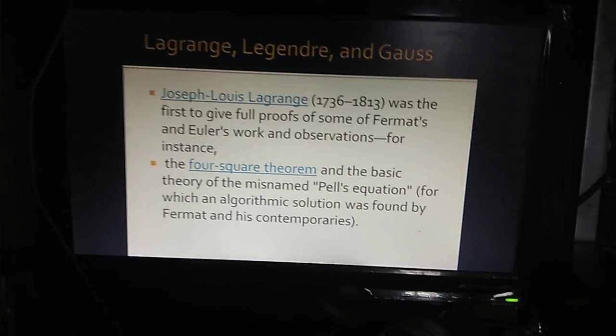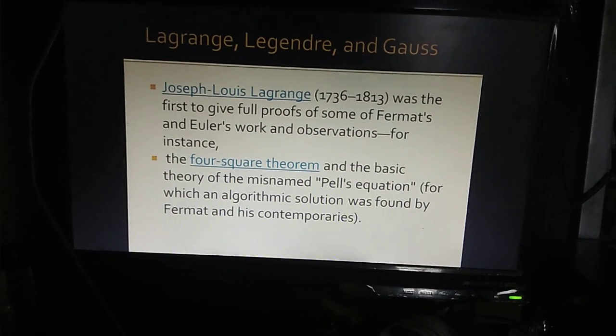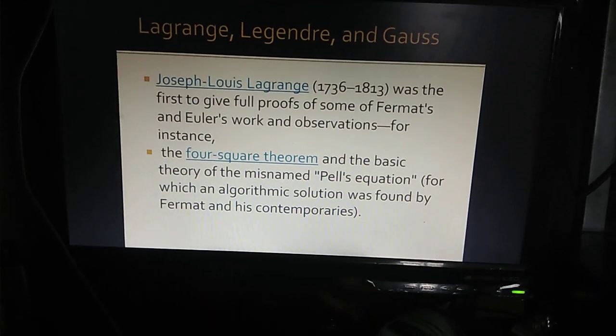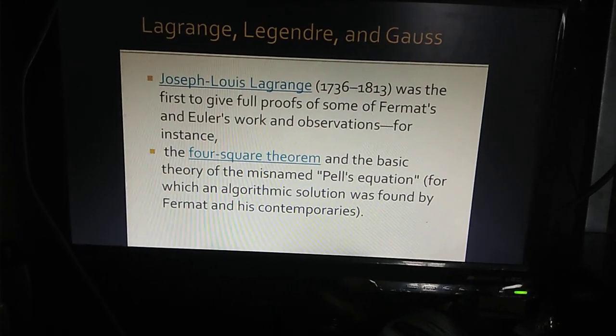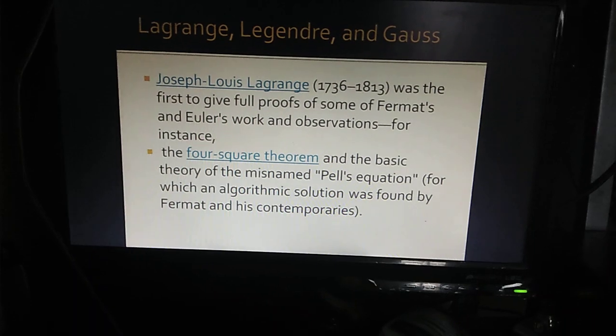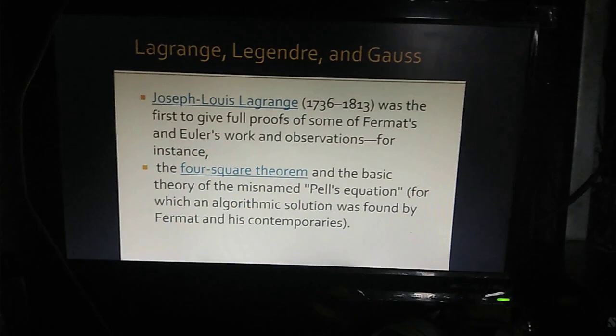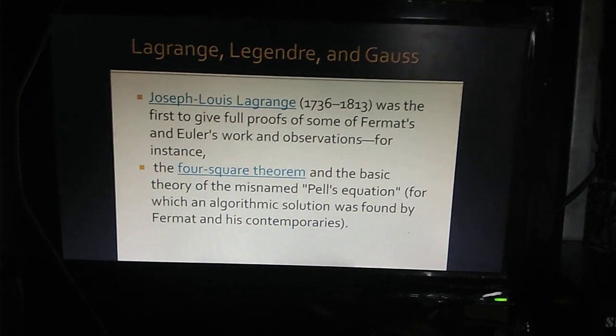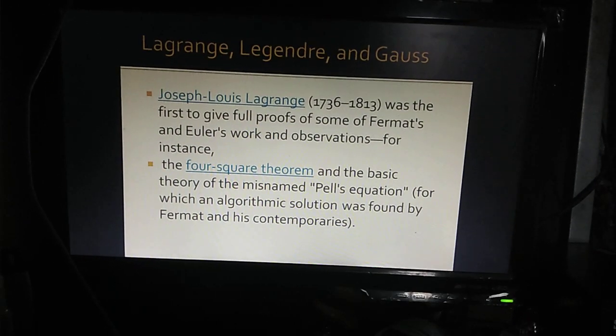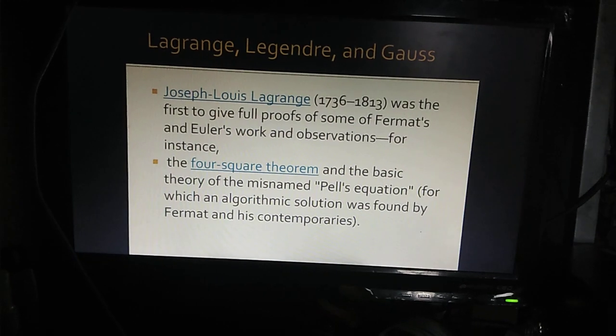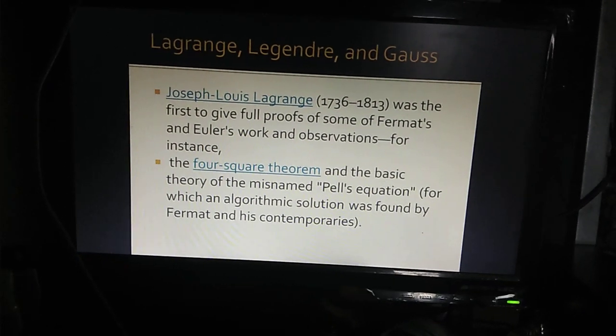Joseph Louis Lagrange was the first to give full proofs of some of Fermat's and Euler's work and observations. For instance, the four-square theorem and the basic theory of the misnamed Pell's equation, for which an algorithmic solution was found by Fermat and his contemporaries.